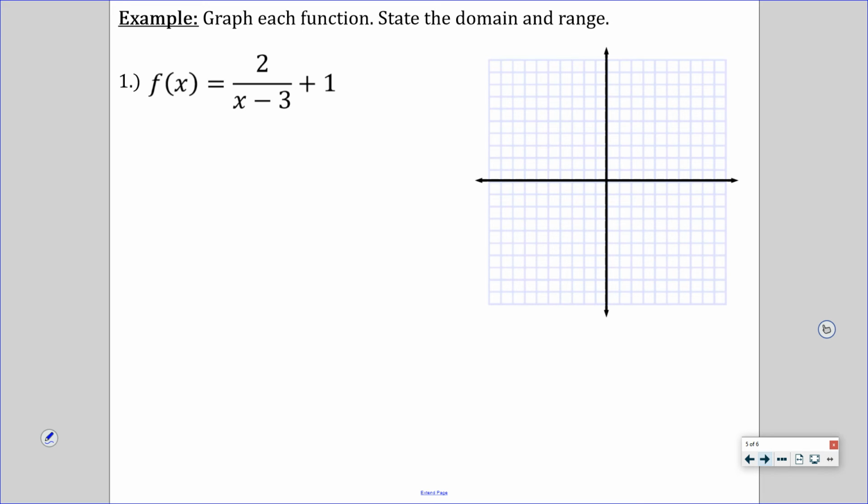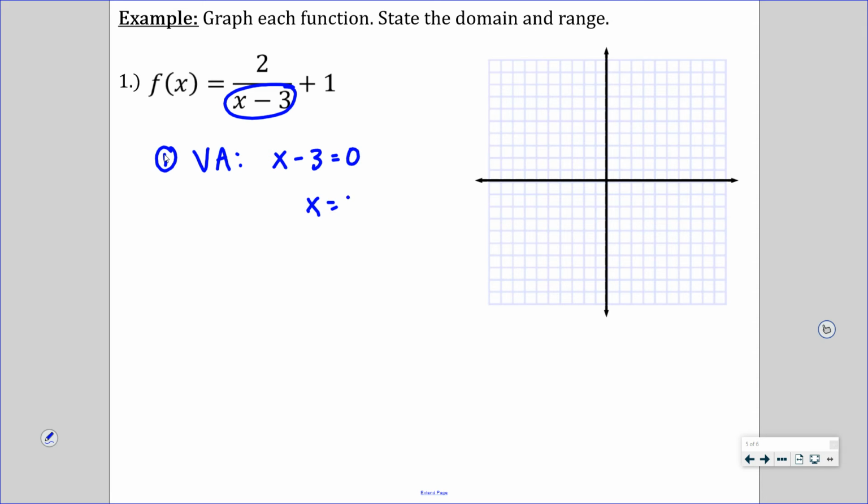All right, pay attention to me. I've been constantly fighting for your guys' attention. We've got to graph each function. We will state the domain and range after we get our graphs done. But these are the steps I want you to do. First, we're going to find the vertical asymptote. X equals 3. Yep. Take the denominator. Set it equal to 0.